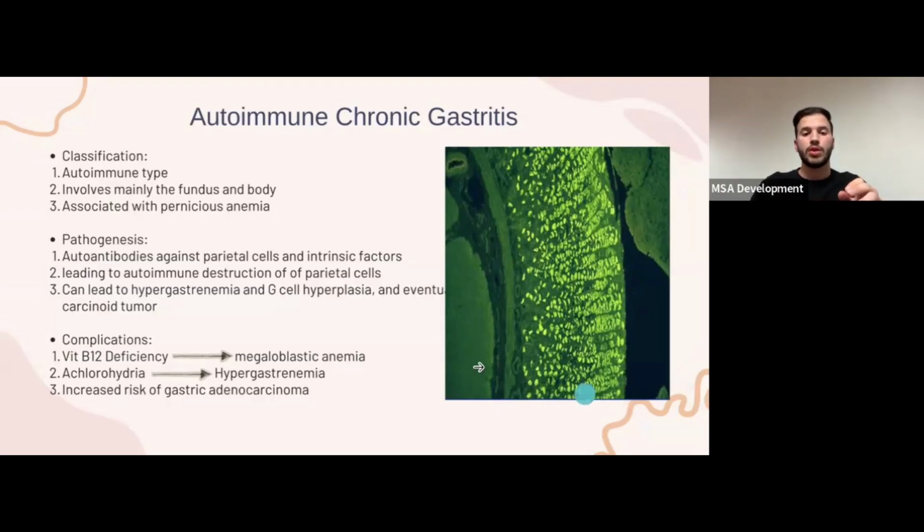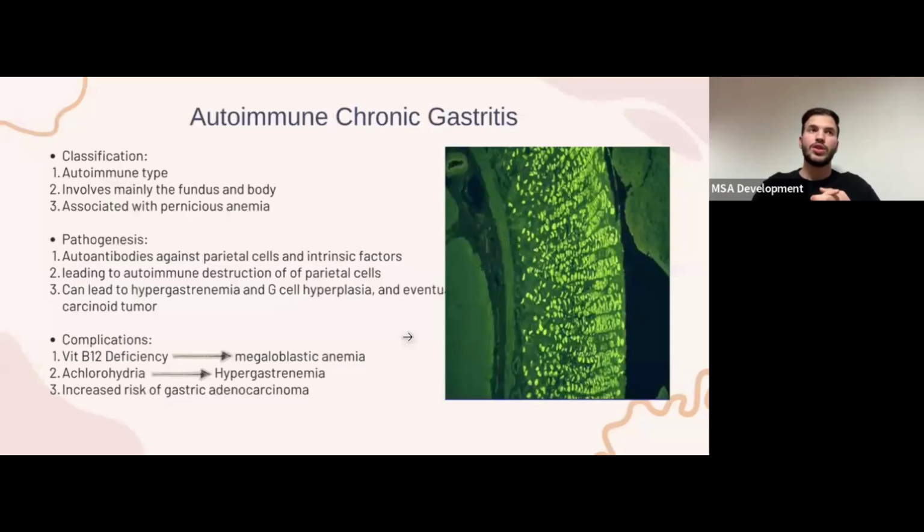So when we have destruction of the parietal cells, this can lead to hypergastrinemia, and we will have excessive gastrin, because the parietal cell usually inhibits the G cell from producing gastrin. So we'll have hypergastrinemia and G cell hyperplasia, and eventually carcinoid tumor.